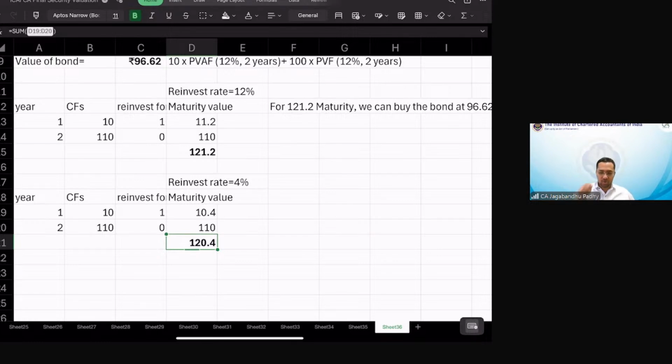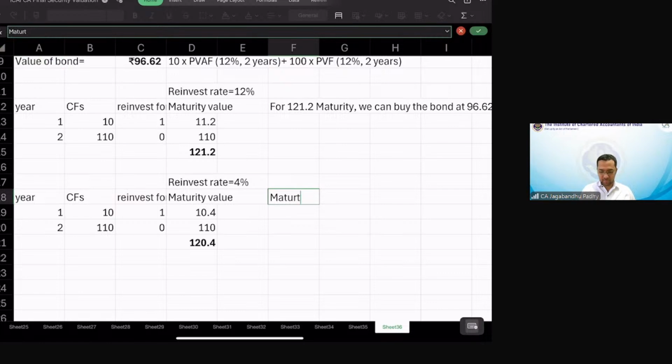Yes. So the investment amount that we have is always subject to the reinvestment risk, right? So the maturity value changes. Maturity value changes due to reinvestment rate change.